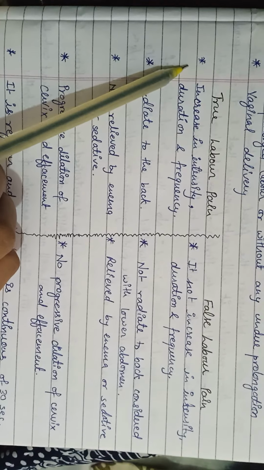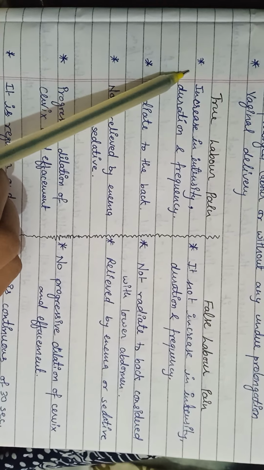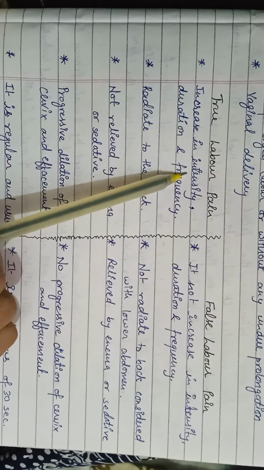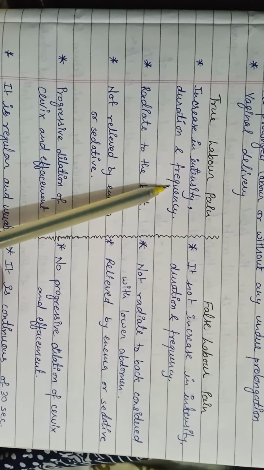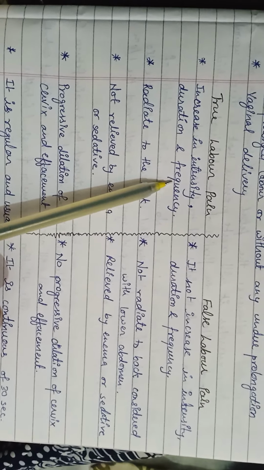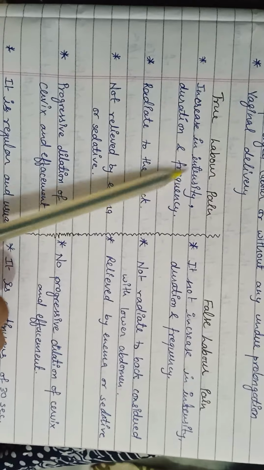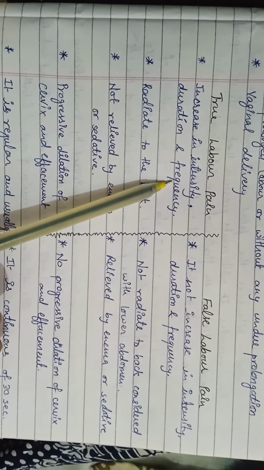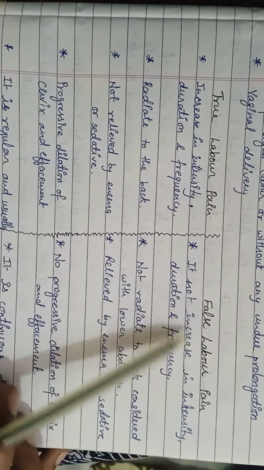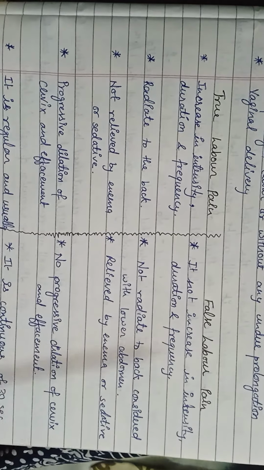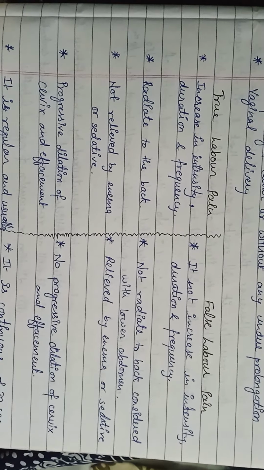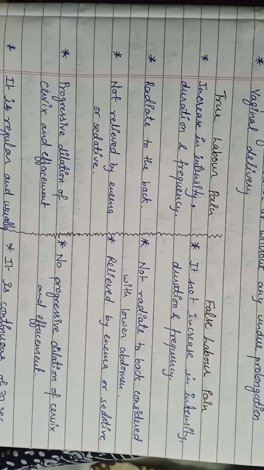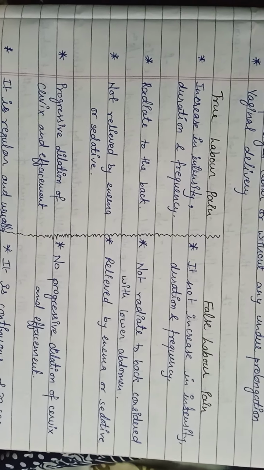True labor pain has various characteristics. The first one is increase in intensity, duration and frequency. Whenever true labor pain exists, it will increase in intensity, duration and frequency, whereas false labor pain will not increase in intensity, duration and frequency.